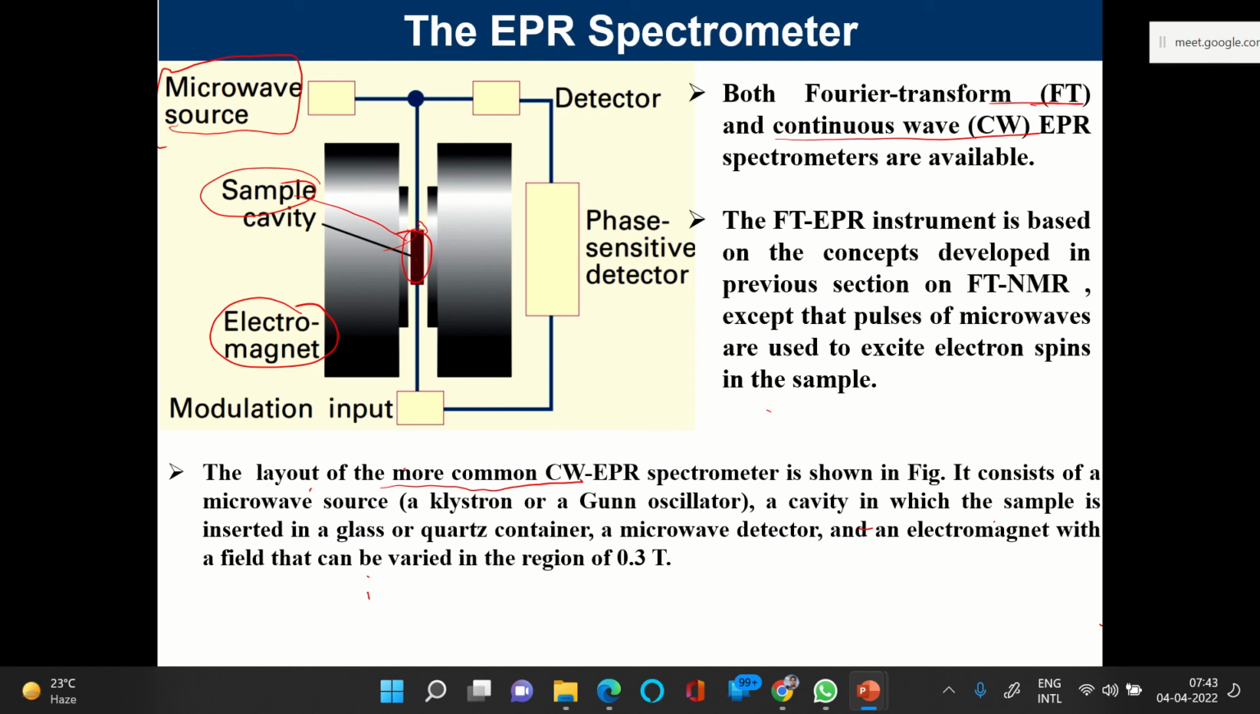So this is the layout of the spectrometer that we have already discussed. A cavity is there, and you have a source of microwave, and then the microwave detector, and the field. In the region of 0.3 Tesla, the electromagnet can generate magnetic field.